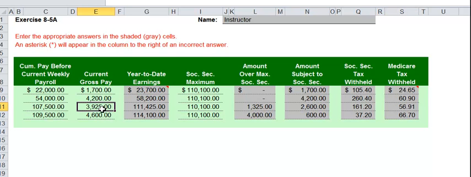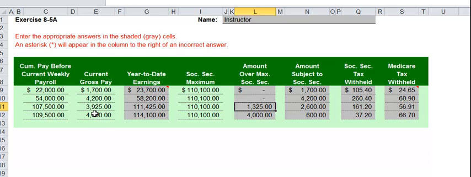Now our next one, if we add these two together, he is over. He has made $111,425. So we're going to figure out how much he went over. So the $111,425 minus our maximum, he has gone over by $1,325. But that's not how much is subject to taxes. That's the amount that is not subject to taxes. So we need to figure out how much is.